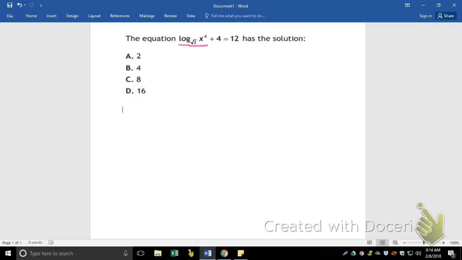Well, that 4 is really easy to get rid of, that plus 4. So what if I subtract 4 from both sides? It's going to leave me with log base root of 2, it's a weird base, of x to the 4th equals 8.